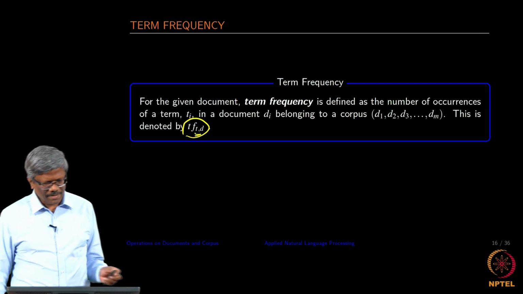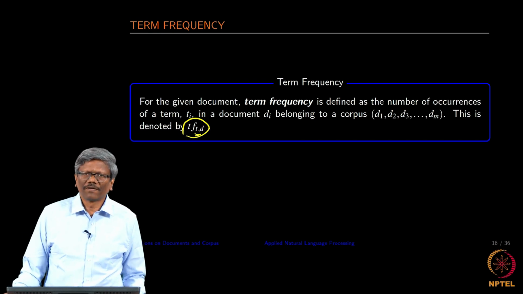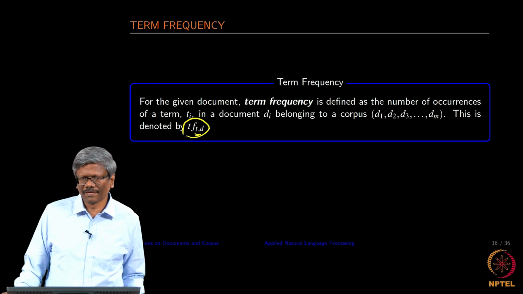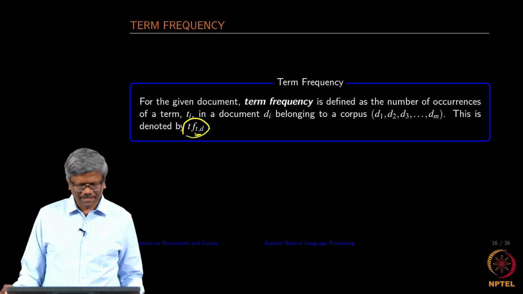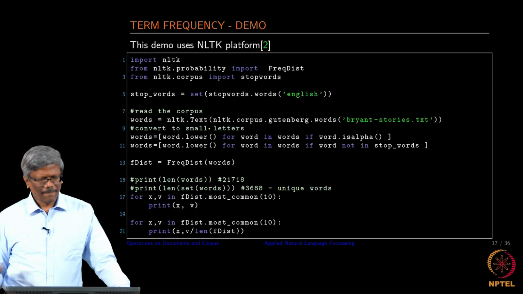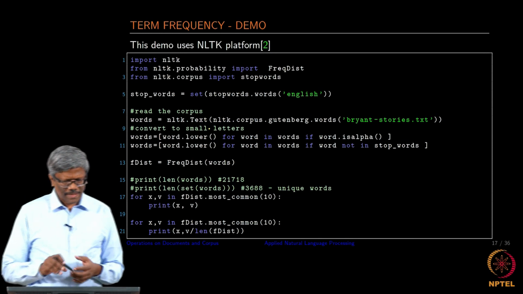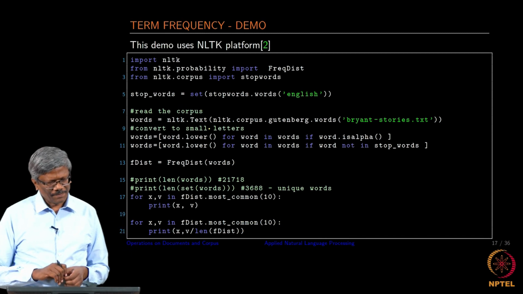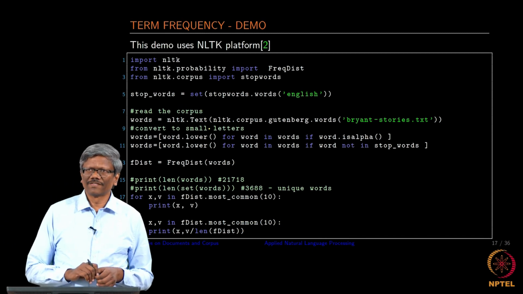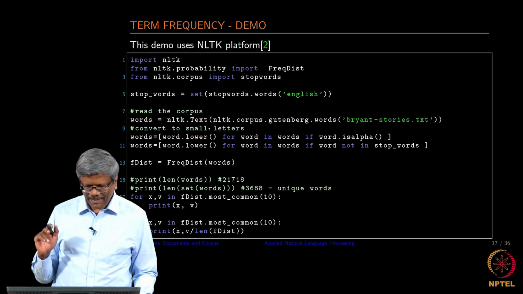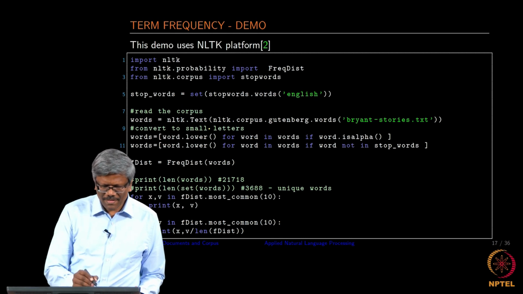The idea is to find out how many times a particular word occurred in a given document. Suppose the word occurred 100 times, it will be represented as TF(T, D) equal to 100 in the plain fashion. Let us take a very small example demo where we will be finding the number of occurrences of a given term. This is a Python program. I am using the platform called NLTK.